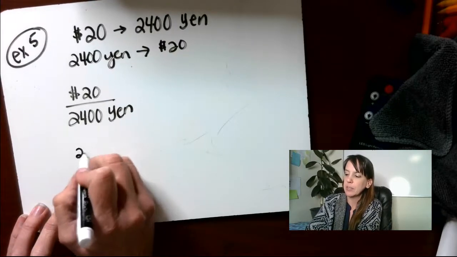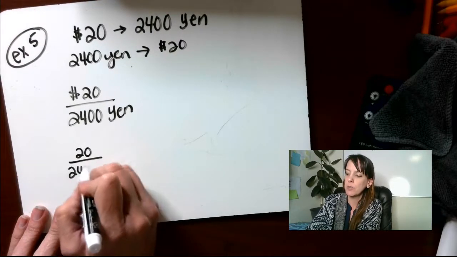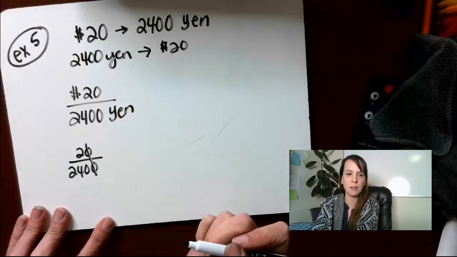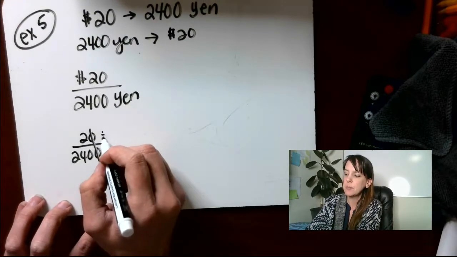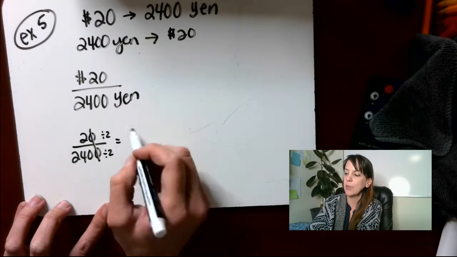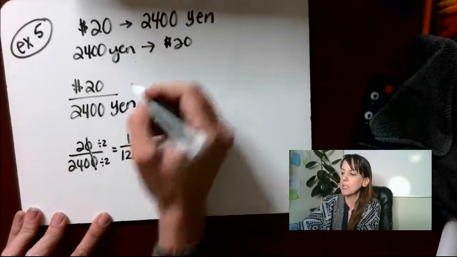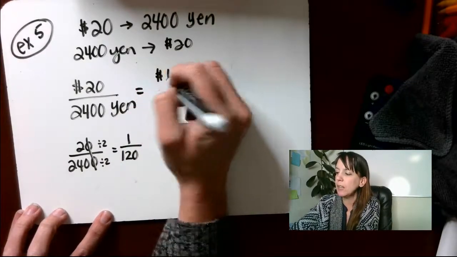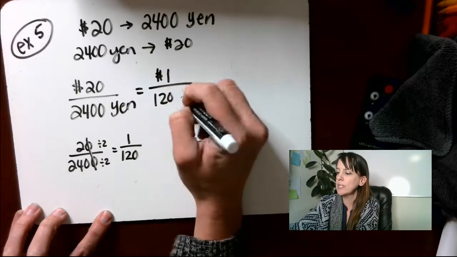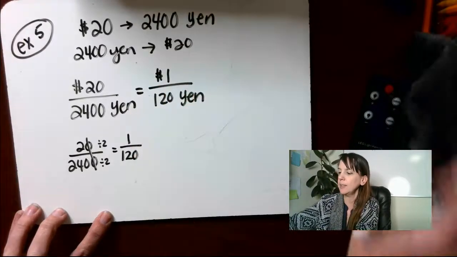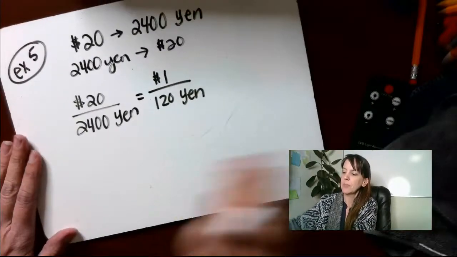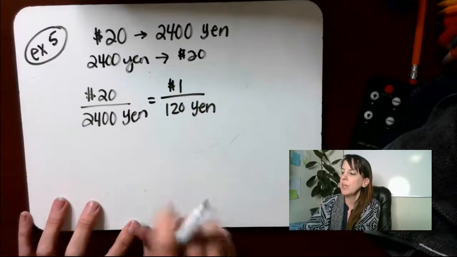So a little bit of side work here so I don't mess up my original one. 2400. Lob these off, right? Now divide this by 2, divide this by 2. I get 1 over 120. So we come back up here and we say, okay, for $1, you get 120 yen. Okay, let's get that out of the way. Show your work though, make sure you're showing that.